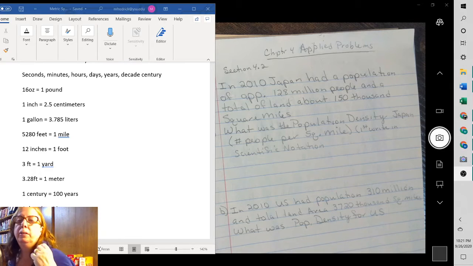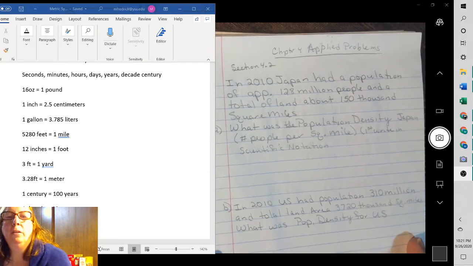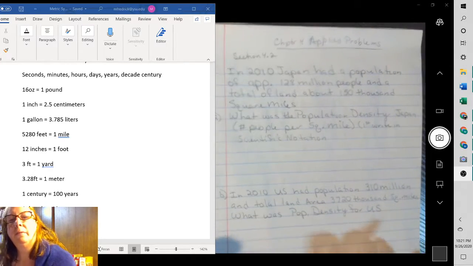Hello. So chapter 4 has a lot of applied problems. I thought I'd combine those ones together, like one from every section.